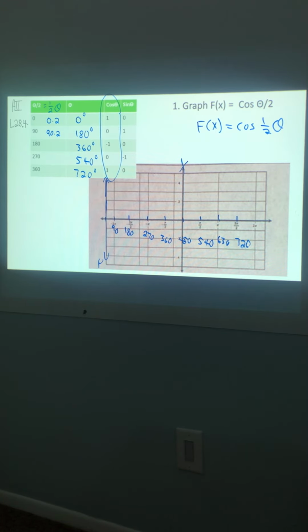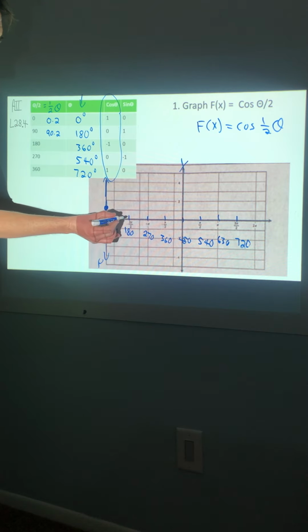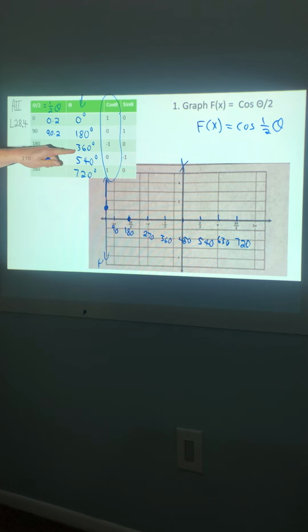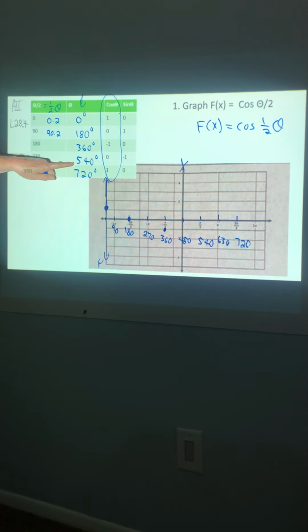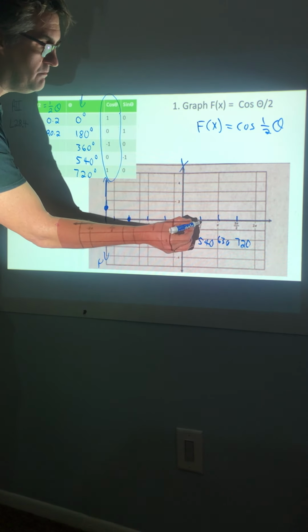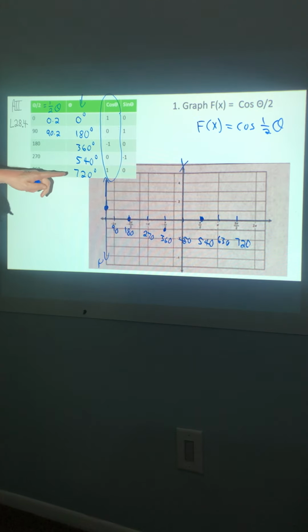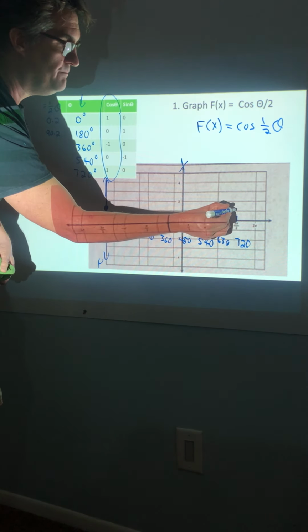What's that? Yeah, it's going to stretch the graph out. Absolutely. Okay, so here we go. You're going to go where theta is. Theta was 0. We're doing cosine, so at 0 you're going to put a 1. So at 0 you're going to put a point at 1. Okay? You're going to go to 180 and you're going to put a point at 0. Okay, stay with me. At 360 you're going to drop down to -1. So -1. Okay? At 540 you're going to go to 0. And then finally at 720 you're back to 1.